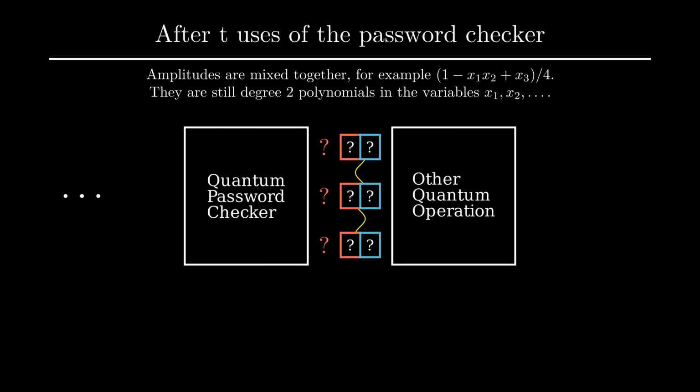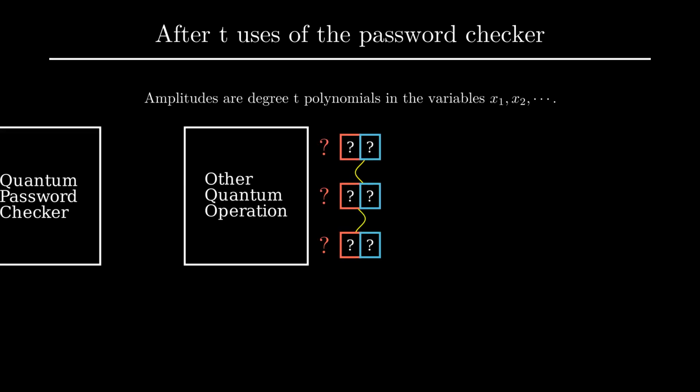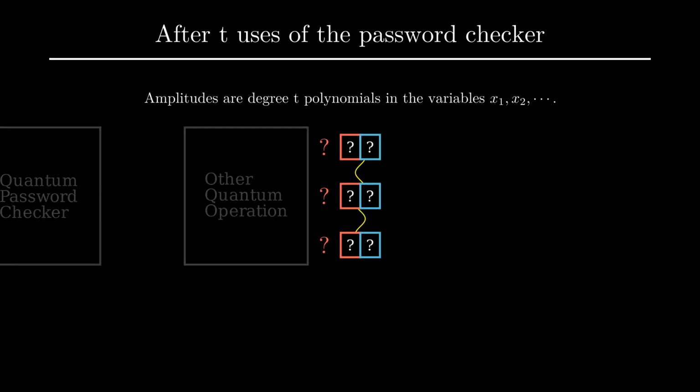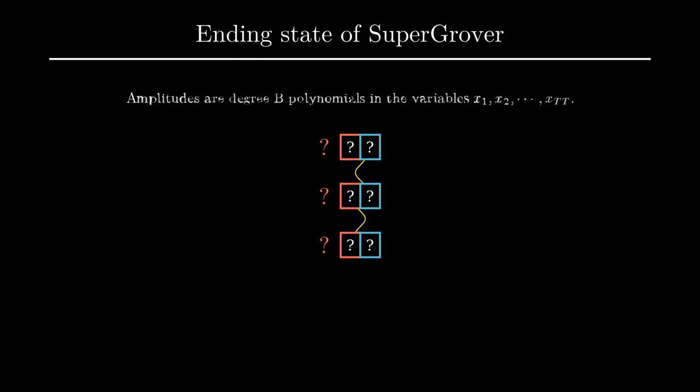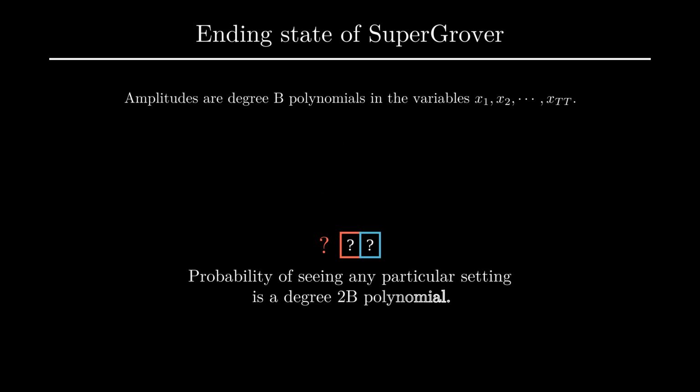So if we run SuperGrover, our final state can be represented by a superposition where the amplitudes are multivariate polynomials of degree 1 billion. At this point, we look at the superposition, and based on the memory state that we see, we should be able to tell what the password was. The probability that we see a particular memory state is now a degree billion polynomial squared. When we square a polynomial, its degree doubles, so that's a polynomial of degree 2 billion.